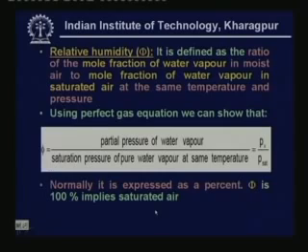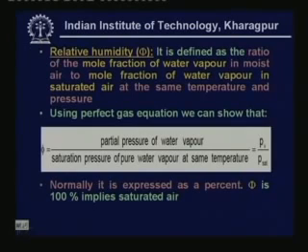Next important property is relative humidity. Its symbol is phi, or sometimes RH is also used. It is defined as the ratio of the mole fraction of water vapor in moist air to the mole fraction of water vapor in saturated air at the same temperature and pressure. So, it is a ratio of mole fractions of water vapor, that means the actual mole fraction of water vapor to the mole fraction of water vapor in saturated air, at the same temperature and pressure. Here the pressure means the barometric pressure and temperature means the dry bulb temperature.